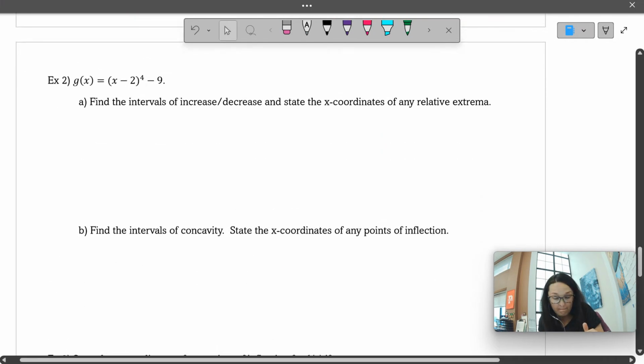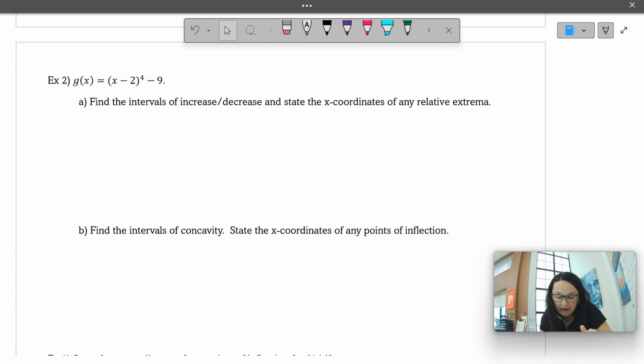Moving on. The next one says G of X is X minus 2 to the 4th minus 9. Find the intervals of increase and decrease and any relative extrema. Then find the intervals of concavity and state any points of inflection. If you want to pause here and just do this yourself and scrub through the video to check, by all means. So I'm going to do the thing.